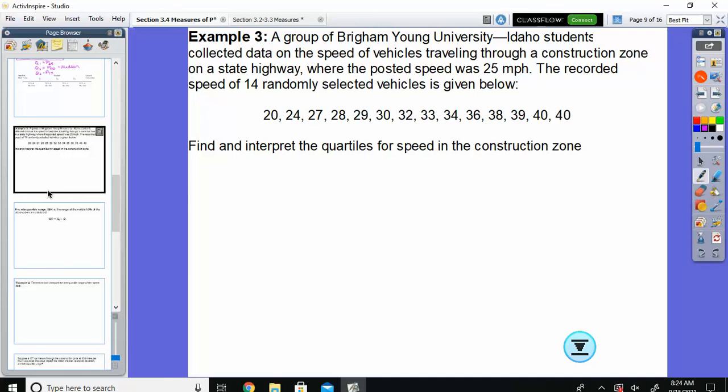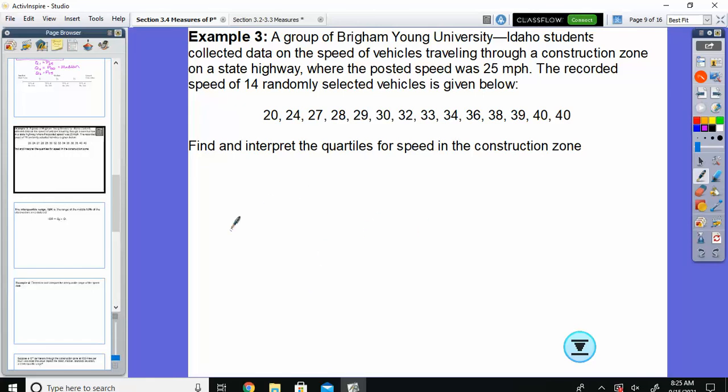Okay, so we have a group of students who collected data on the speed of vehicles traveling through a construction zone on the state highway, where the posted speed limit was 25 miles per hour. So here are the speeds of 14 randomly selected vehicles. I want to find the quartiles for each of these. So one thing, if you're finding quartiles, just like when we found the median, what has to be true about our data? It has to be in increasing order, small to large, which this one is.